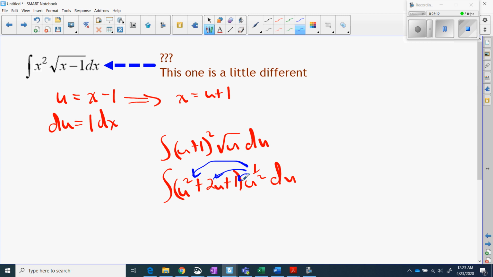Well, if you look at where we are now, if I just took this and multiplied it back into here, I'm going to get u to the 2 multiplied by u to the half. Well, when you multiply, you add exponents. So this is going to become u to the, this is 2 over 1, which should be 4 over 2. Add that, it's u to the 5 halves. Plus 2u, so 1, which is 2 over 2, plus 1 over 2, u to the 3 halves. And then 1 times u to the half is u to the 1 half, du.